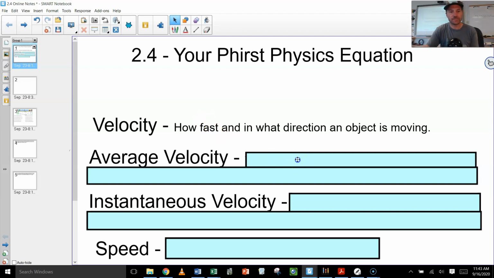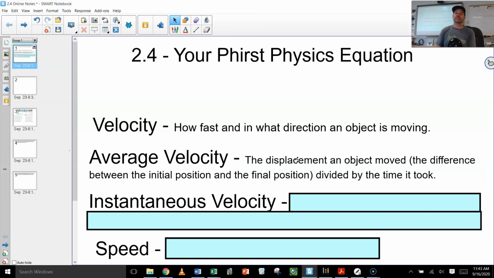Average velocity. Average velocity is the displacement an object moved divided by the time it took to do so. And I define displacement as wherever you start, take that away from wherever you finish. Your initial position and your final position, you subtract those two. It's always the final minus the initial. And then you're going to divide it by the time it took.